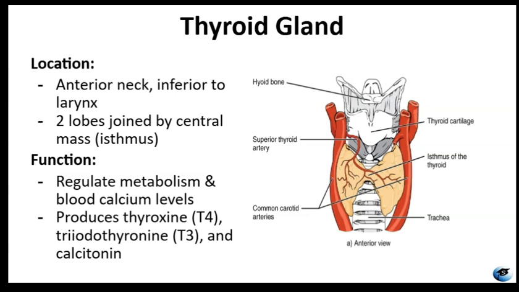The thyroid helps to regulate the body's metabolism and blood calcium levels. It produces three main hormones: thyroxine, T4, and triiodothyronine, which is T3. And these control the rate at which cells use energy. Then you also have calcitonin, which helps lower blood calcium levels by promoting calcium storage in bones. The thyroid gland's function is tightly regulated by signals from the hypothalamus and pituitary gland, which forms a feedback loop essential for energy balance and growth.